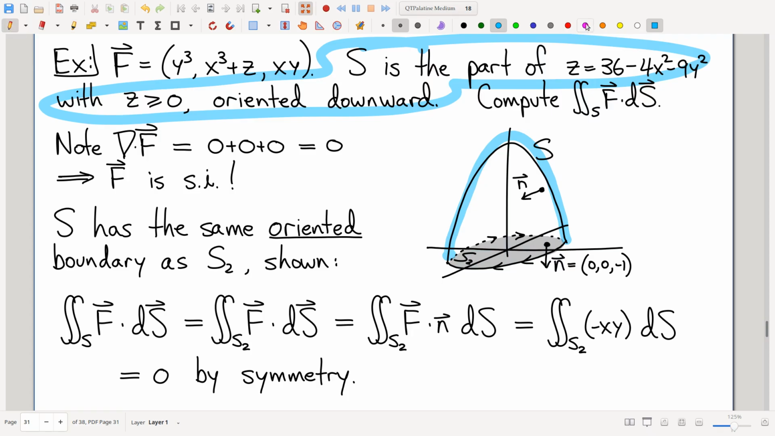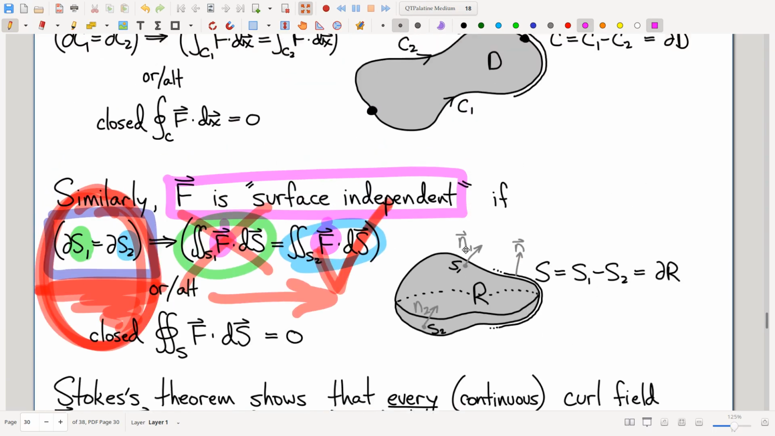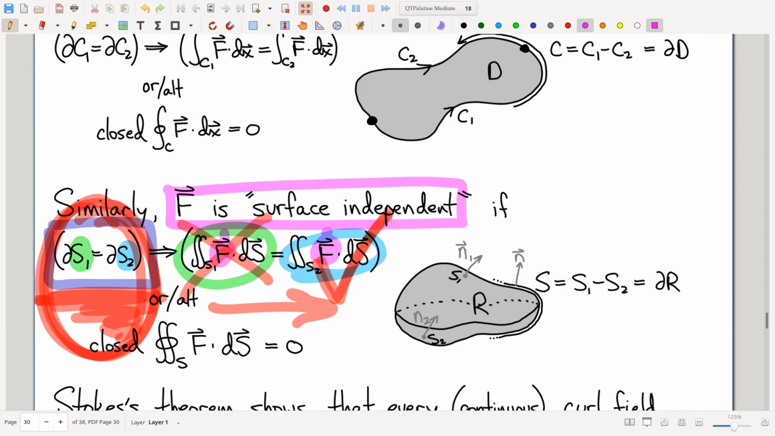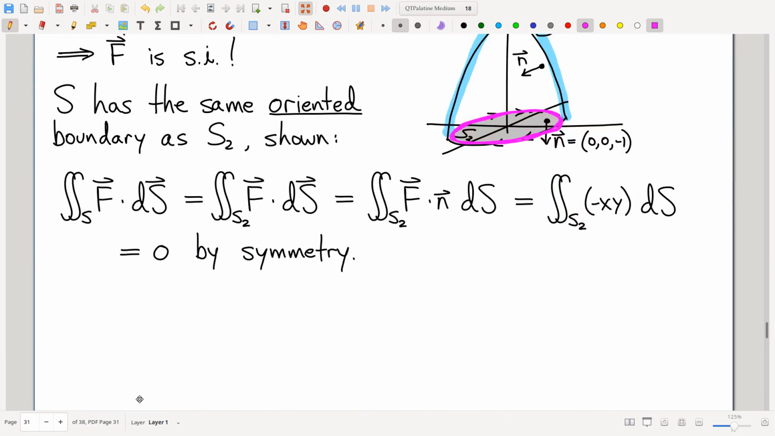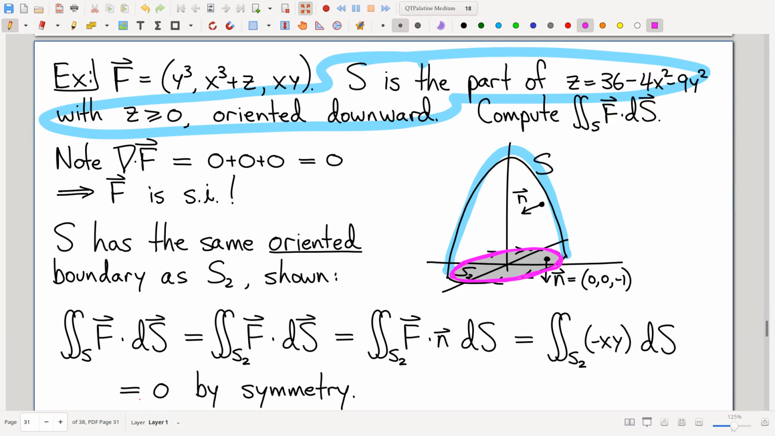The boundary is this ellipse I've got here in purple. Keep in mind our job when we're using surface independence is to make sure that we don't change the boundary. We've got to keep that same boundary. We just want to find a new surface that has that same boundary. So back to here. What surface can we see that has this same purple curve as its boundary?